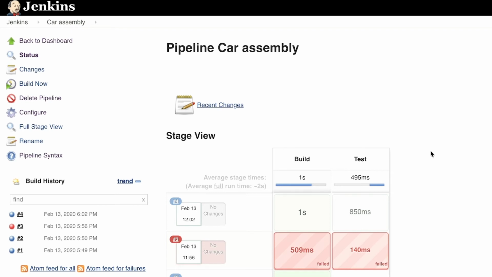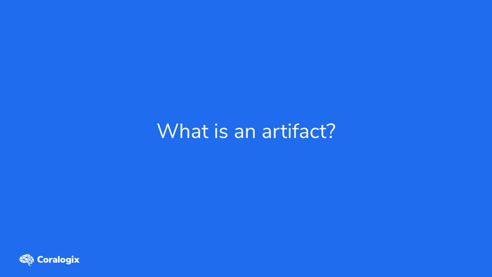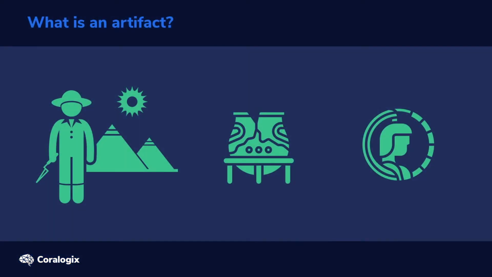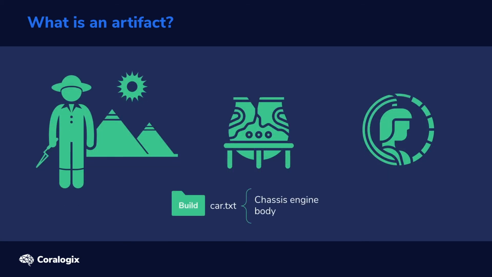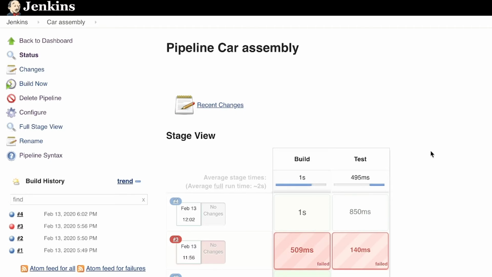Jenkins provides us a way to save the build result using a build step called archive artifacts. You probably heard the term artifact so far, and if you haven't, don't worry, I will try to quickly explain it. In archaeology, an artifact is something made or given shape by humans. In simpler terms, it is an object. In our case, the artifact is the build folder containing the car.txt file, because this is something that we have created. So let's go back to the job configuration and add the final stage.